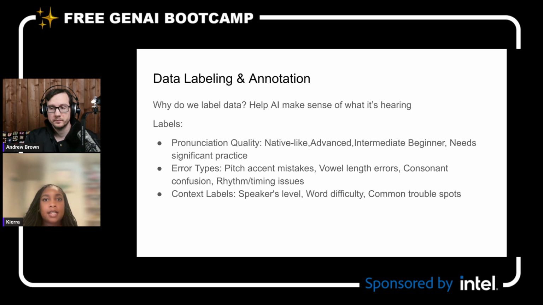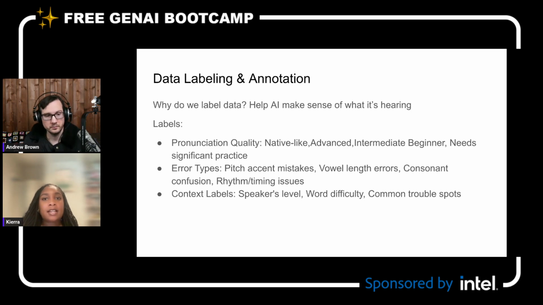Next one is data labeling and annotation. Again, why do we label data? We just want to help make sense of what the AI is hearing. It's also good for us in case we need to go back and do some validation checks or updates to any of the data that we've had before to fine-tune the model. So let's talk about this in the context of our AI and how to judge pronunciation.